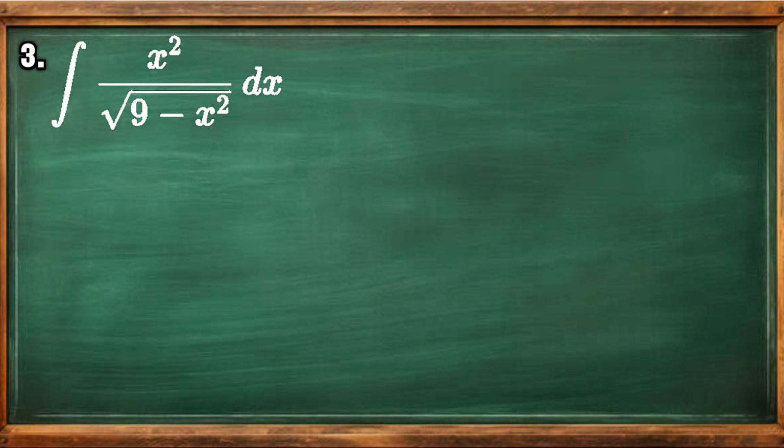We recall that x squared can be written as 9 minus the quantity (9 minus x squared). We use the identity to break down the numerator into a form that matches the denominator, which allows us to simplify the expression.